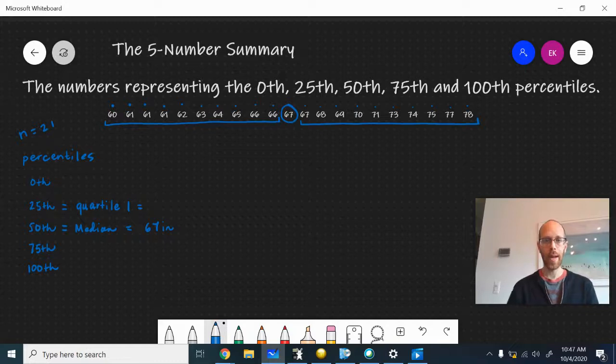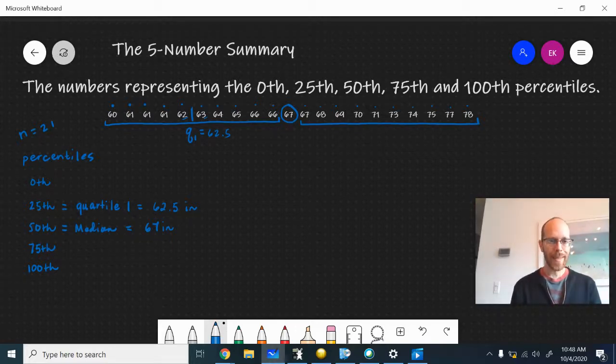So the value of quartile 1 would be, if I go right here, see how that divides these 10 values into 2 groups of 5. And so right in between them, quartile 1, which I'm going to call Q1, would be the average of the 62 and the 63, which is going to give us 62.5. So quartile 1 is someone who is 62.5 inches tall. That's like 5 foot 2.5.